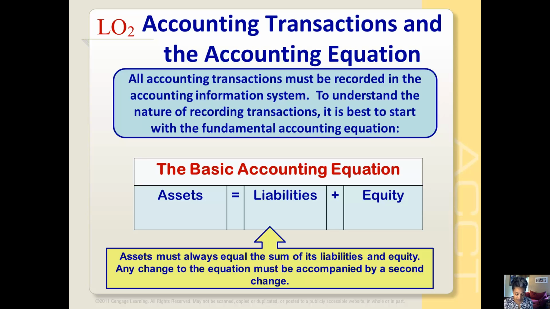This means that any change to the equation must be accompanied by a second change to keep that equation in balance. And so, thinking about what we already know about financial statements, this explains why our balance sheet has to balance because of this basic accounting equation. And you'll be amazed by how many times we're going to come back to this notion. So it's very simple but very powerful.